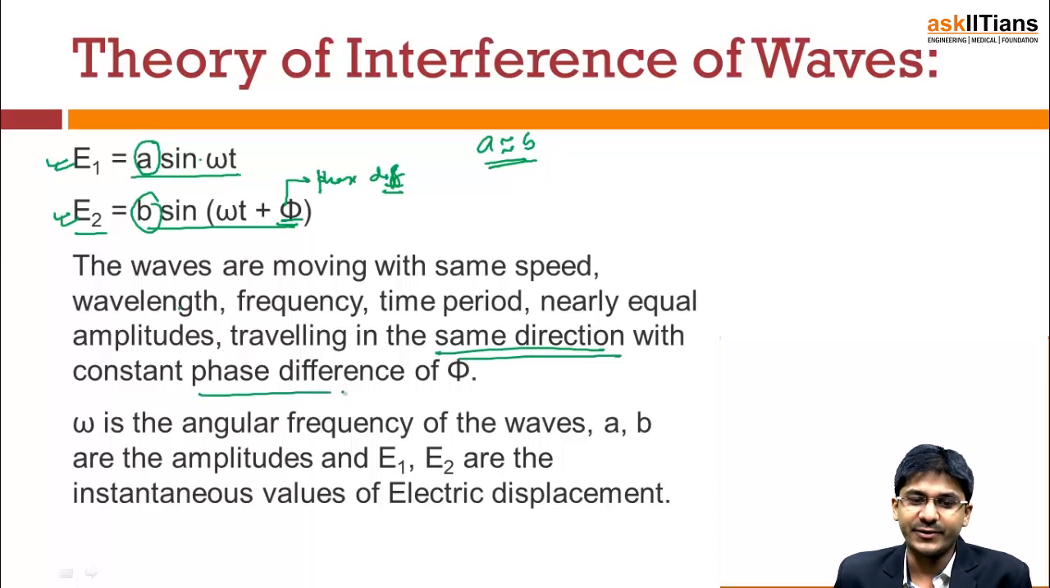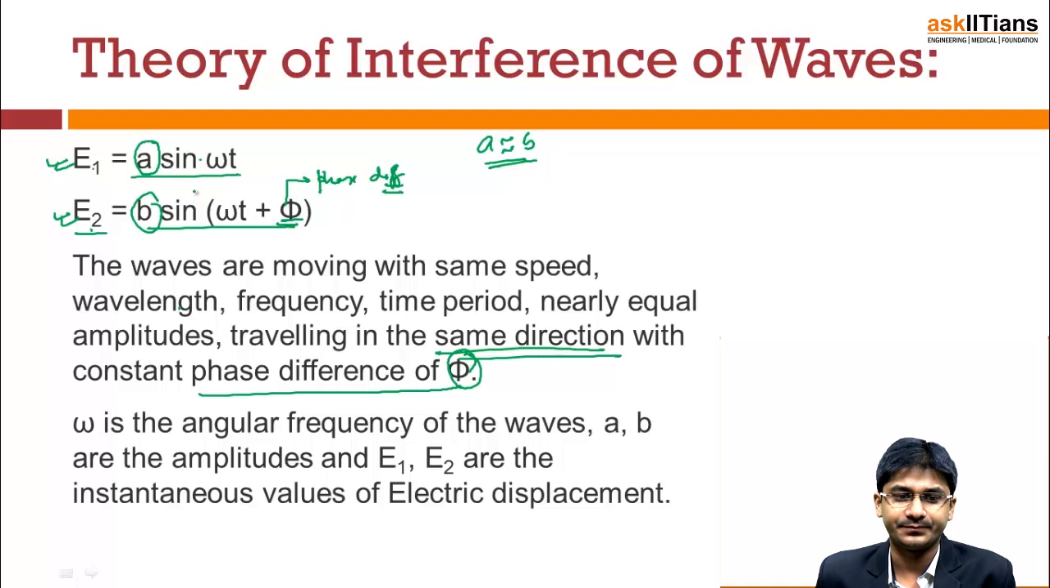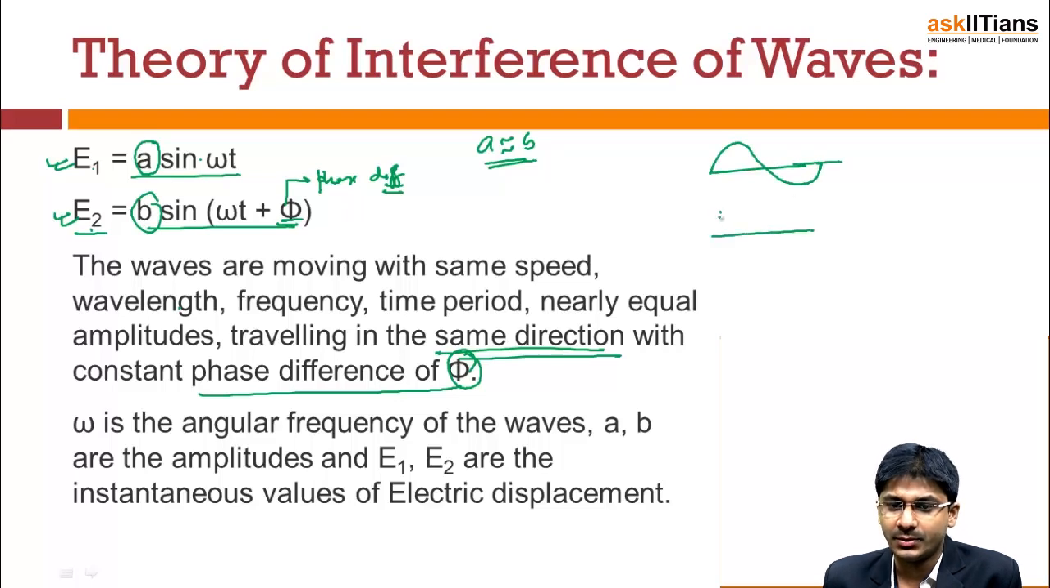Now there is a constant phase difference of phi. Between this and this, there is a phase difference of phi. So we'll be looking at here, what are the phase difference? There is a wave here. Suppose it is this. Another wave is here. Suppose maybe it's here like this.